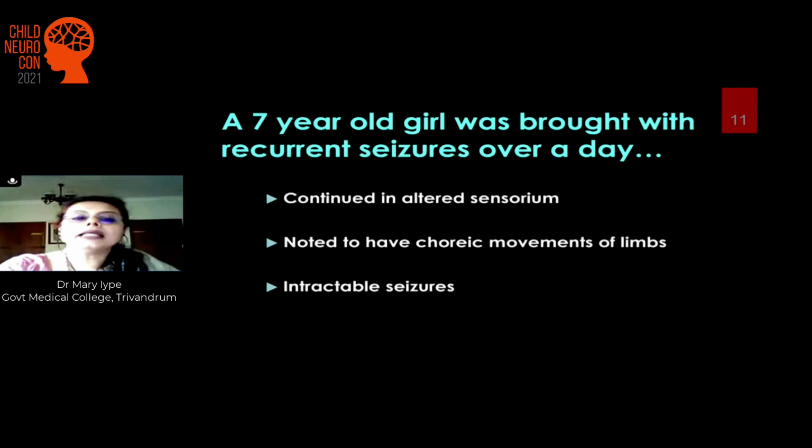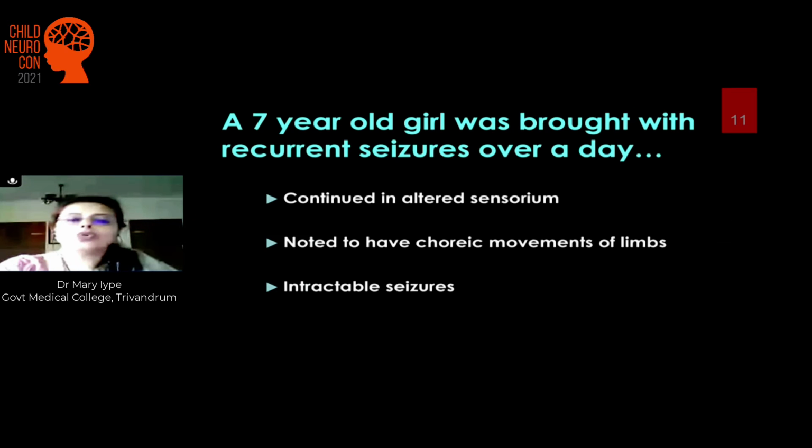A 7-year-old girl was brought with recurrent seizures over a day. She continued in altered sensorium. Later she was noticed to have choreic movements of the limbs with intractable seizures. She turned out to have basal ganglia hyperintensities and was diagnosed as Japanese B encephalitis.